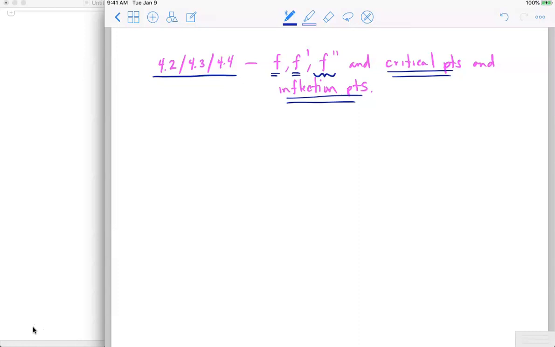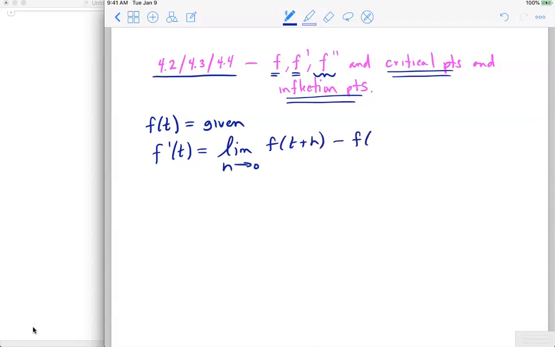I just want to help everybody remember that if we've had a function f of t, where did we come from at the beginning of class? Perhaps this function was given to you. There was this thing that we defined called f prime at t, which is the first derivative of the function, and we computed it by looking at a limit as h goes to 0, the function evaluated at t plus h minus the function evaluated at t divided by h. That's what we called the first derivative.